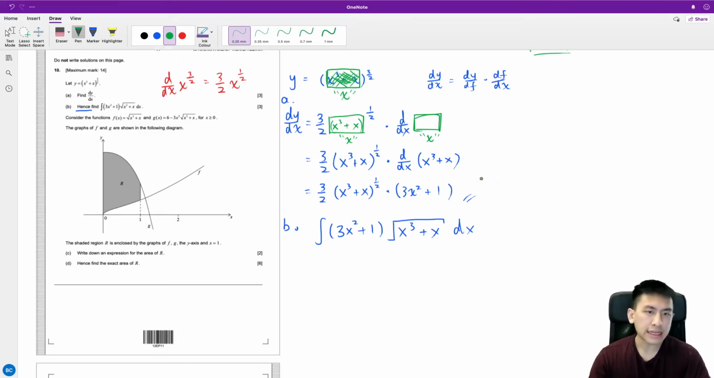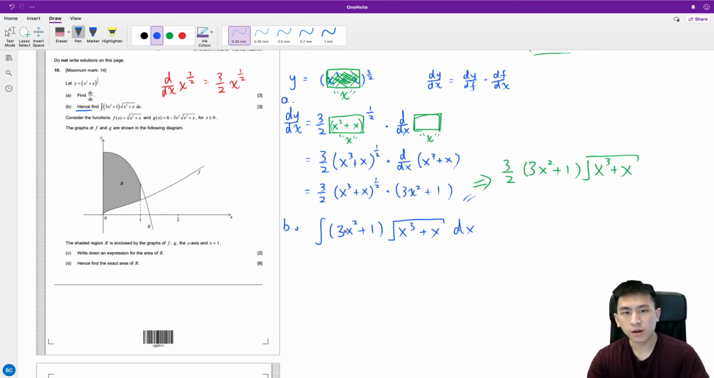Now, in that case, it would be nicer to actually see the answer from part A written as something like this: 3 out of 2, and then 3x squared plus 1, I'm just going to write it in the right order so we have the same thing, and then to the power of a half. I hope you can see that means square root, right? You have to know that. Then you can see, wait, this is exactly the same thing except that's a 3 out of 2.